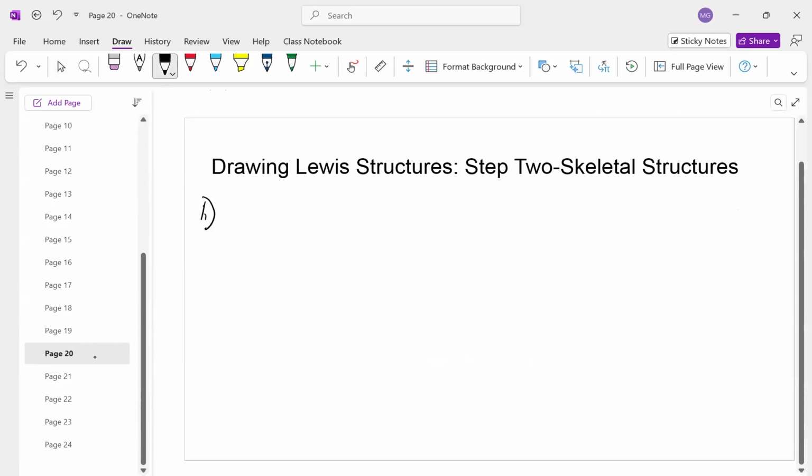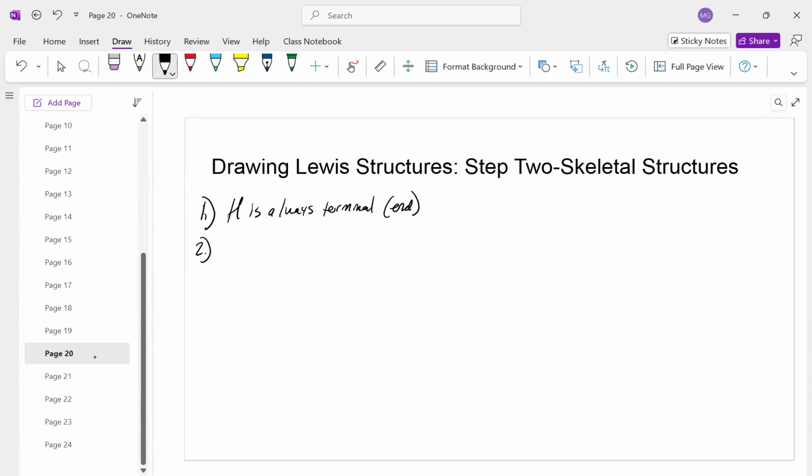So number one, hydrogen is always terminal, meaning it's always at the end. Or sometimes I like to call it an outer atom. We'll have central atoms or center atoms, and then we'll have outer atoms. Hydrogen's always on the outside. If you're trying to decide what to put in the middle, generally the less electronegative atom is in the center.